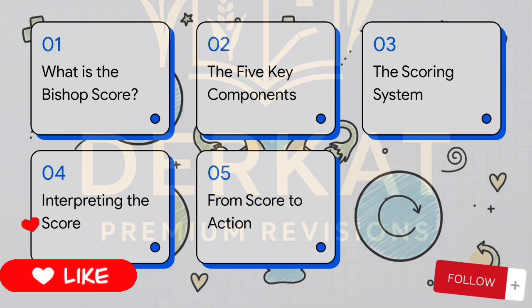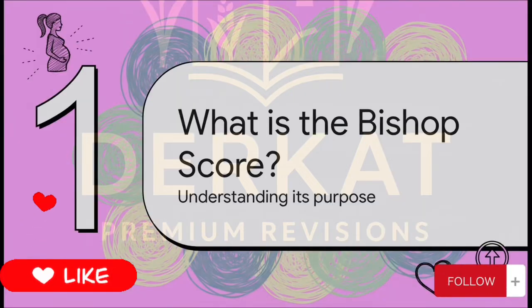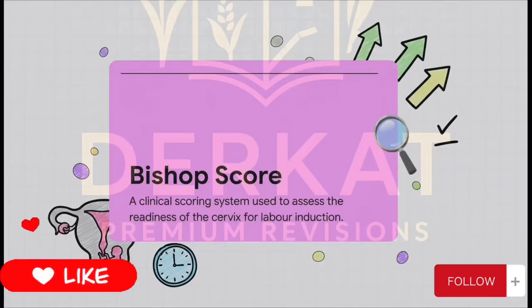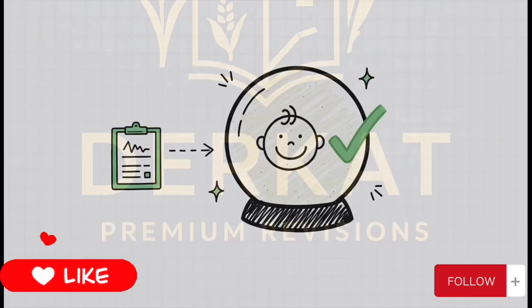Ready? Let's jump in. So first things first, what is the score all about, and why is it such a big deal in obstetrics? Let's really nail down its core purpose. At its very heart, the Bishop score, which, by the way, you might also hear called the cervical favorability score, is basically a clinical report card. It gives us a standardized way to check out the cervix and figure out just how ready it is for labor to be induced. You can almost think of it like a weather forecast for labor.